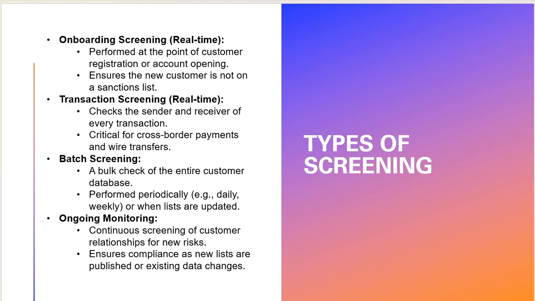And then the ongoing monitoring. Continuously, the ongoing monitoring of the transactions made by the customer is happening. In a bank there are millions of transactions done by customers with online banking, internet banking, UPI applications, and different kinds of transactions. The continuous screening of the customer relationship for new risks will happen, ensuring compliance as new lists are published and existing data changes. So that is done, and they make sure this happens in their system.